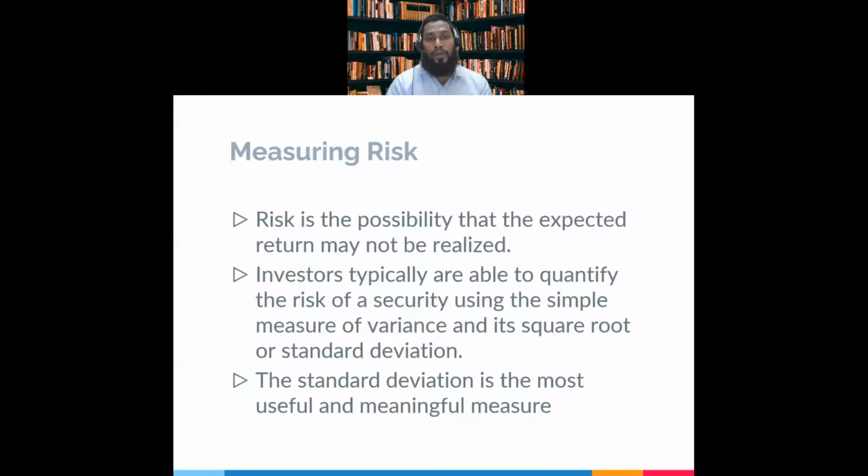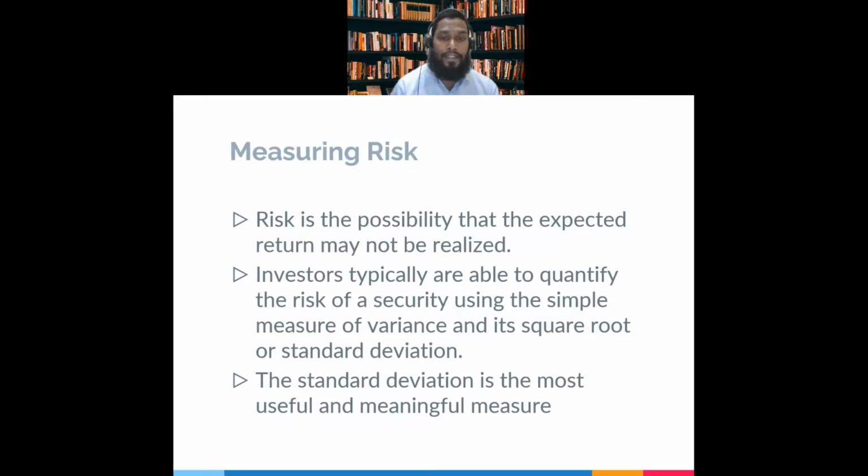Okay. So now we measure the risk as well. When we know the return, and if we can measure the risk, we can also measure how much profit we should get based on the risk that we take. So the risk is basically the possibility that the expected return may not be realized. That is what we call risk. What we expect may not be realized. There is a certain percentage of chance that we may get it or we may not get it.